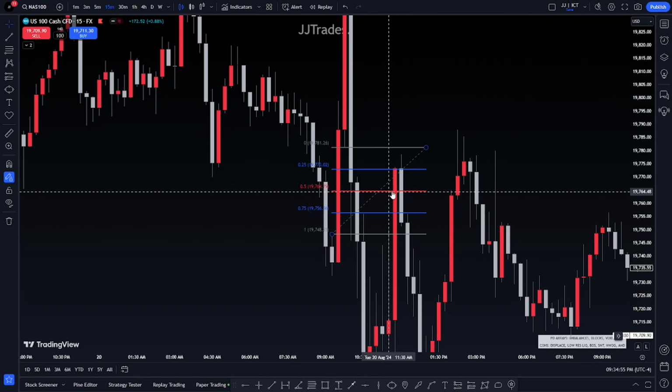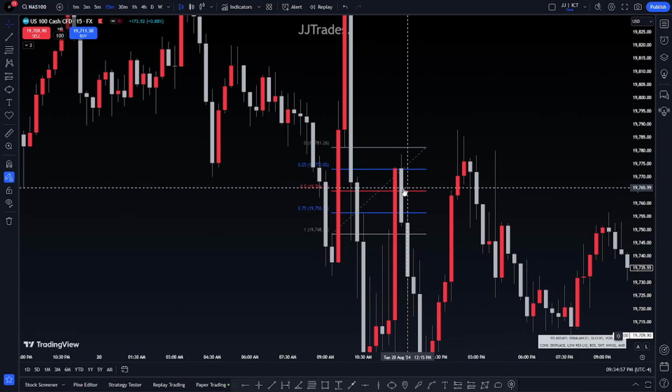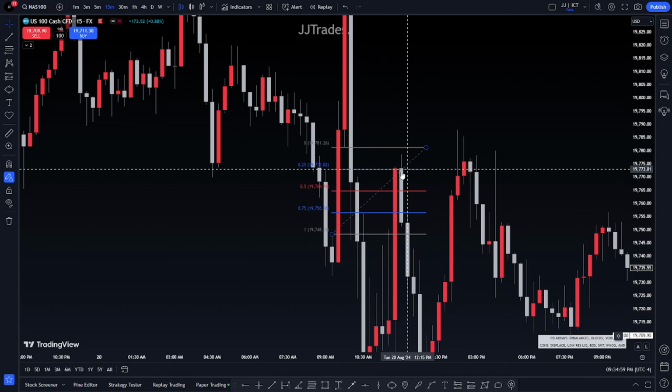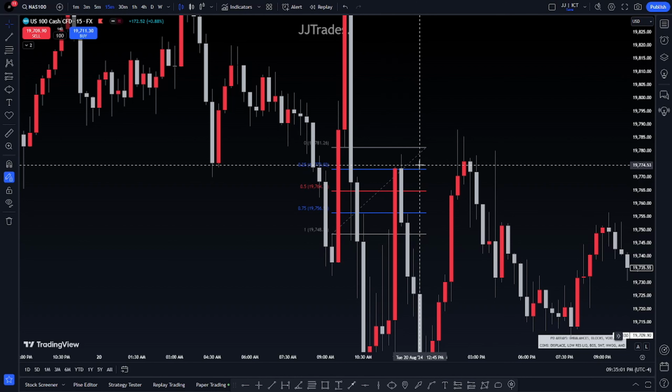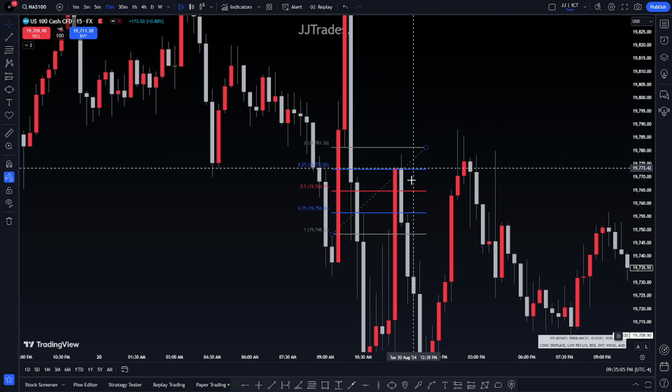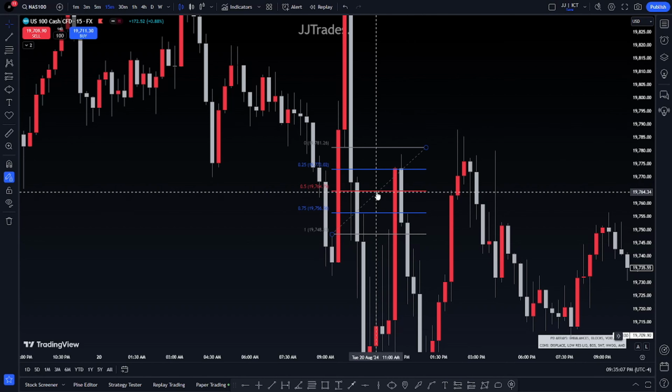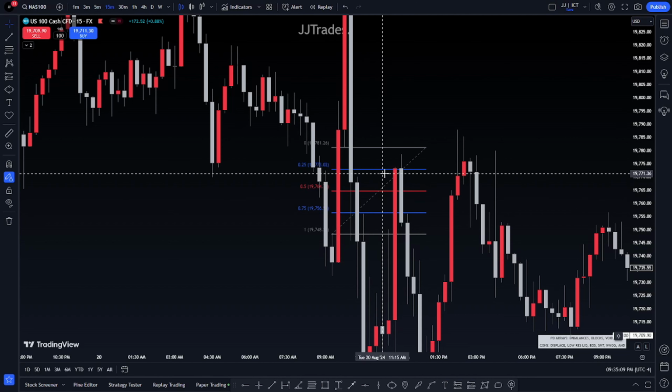We pushed through the consequent encroachment. But what did we resist off of? What did we start coming off of? The upper quadrant. Yes, it started coming off the upper quadrant. So even if it does push through the consequent encroachment, you can still use the upper quadrant as a, okay, is it going to push through this? If it pushes through this, then this fair value gap is really over with.